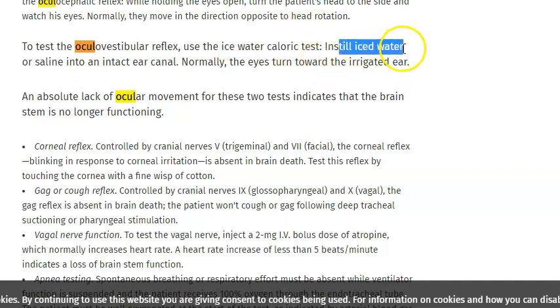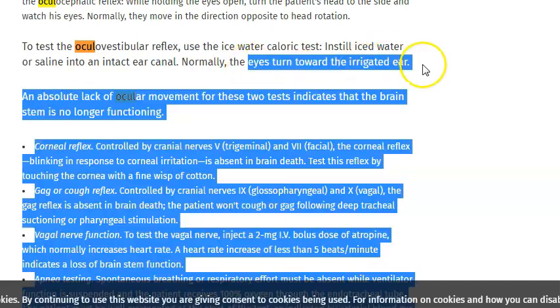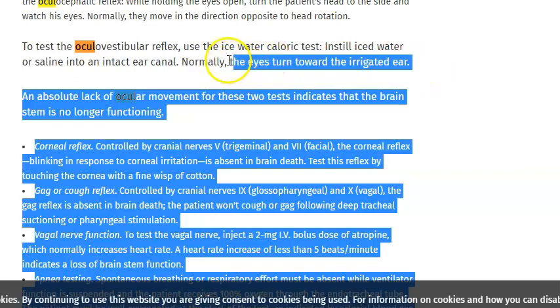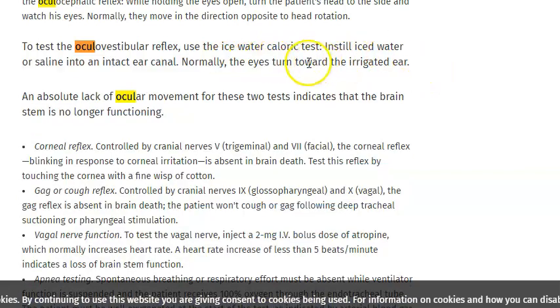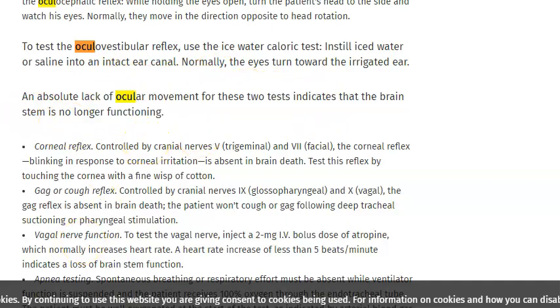So they will instill ice water into the ear canal. So can you tell to which direction the eye will move? Yes, the eye will move towards the same ear where you have irrigated, but the nystagmus has to be on the opposite side. So eyes will turn towards the irrigated ear. Correct, right? So you are able to understand the statement. The eyes turn towards the irrigated ear. So absolute lack of ocular movements from all these tests will indicate that the brainstem is no longer functioning.